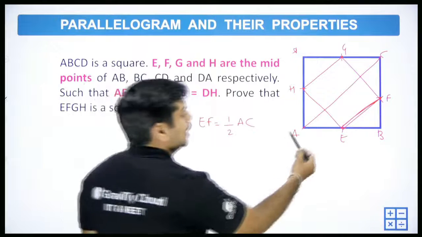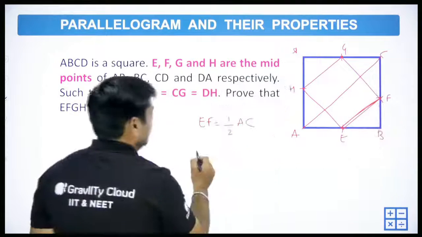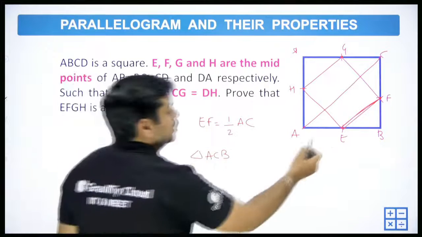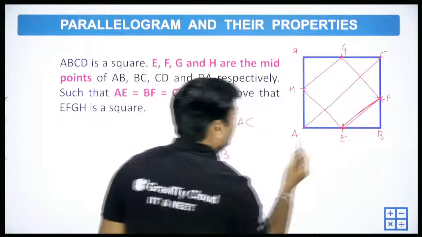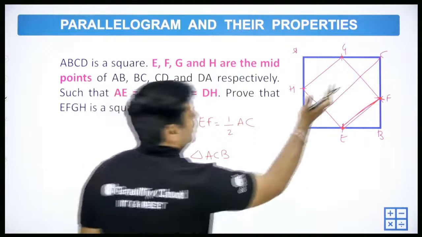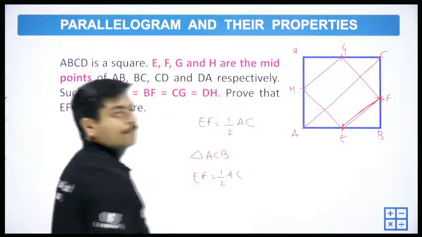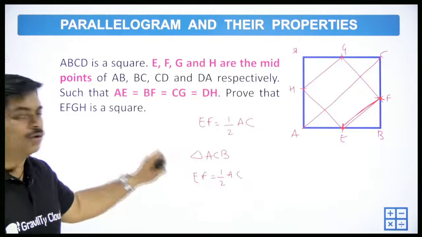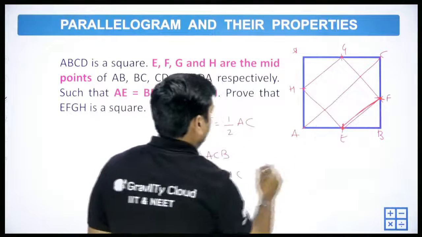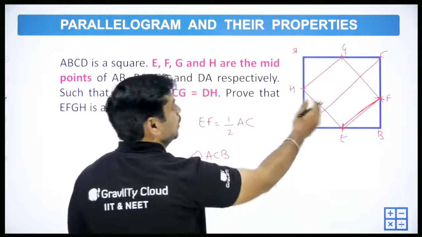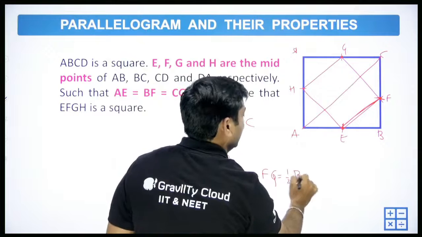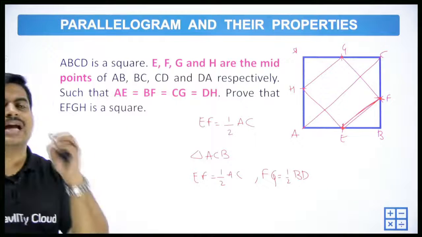If you observe like this, ACB is a triangle. In triangle ACB, this is the midpoint and this is the midpoint. So EF will be exactly half of AC, correct? In the same way as we got EF, we can also get FG, using the other diagonal, which is half of BD, and again in a square the diagonal lengths are equal.